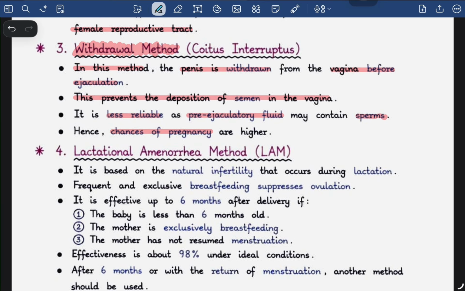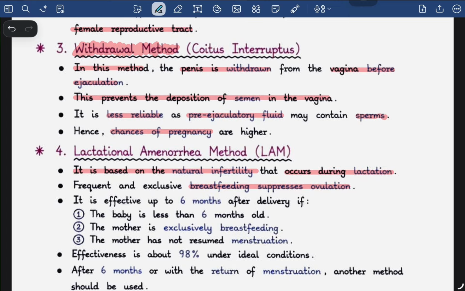Another method of natural contraception is based on natural infertility that occurs during lactation, and that is why the name is lactational amenorrhea method, or in short it is called LAM. It is frequent and exclusive breastfeeding suppressing ovulation. When the mother is breastfeeding a newly born baby, during that point of time the ovulation process is suppressed, and at that particular point of time, if a couple is having sexual intercourse, then the chance of conceiving another baby reduces.